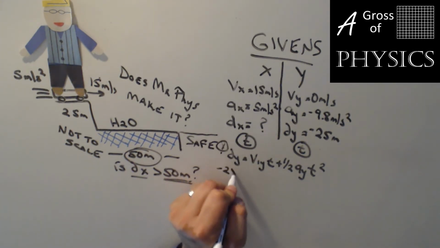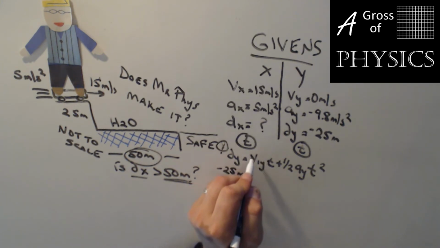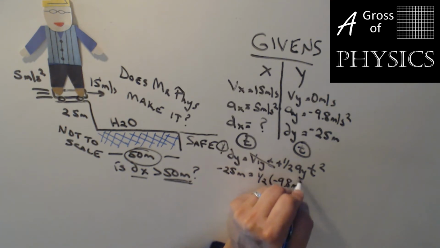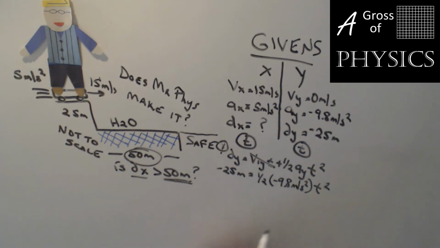Now, what I'm going to put in is negative 25 meters equals, this term disappears, 1/2 times negative 9.8 meters per second squared, t squared. You'll see a common theme with most of the y problems we do. It's 1/2 negative 9.8 t squared, and then the distance it falls. So 25 divided by 4.9, which is half of 9.8, the square root, I get 2.26 seconds. Now on to the x direction.